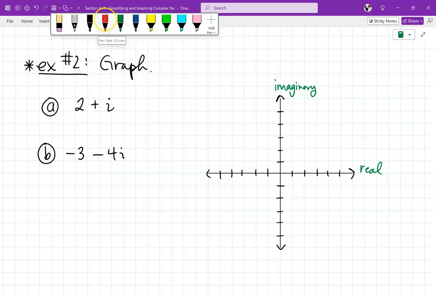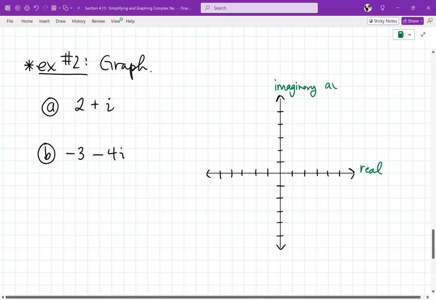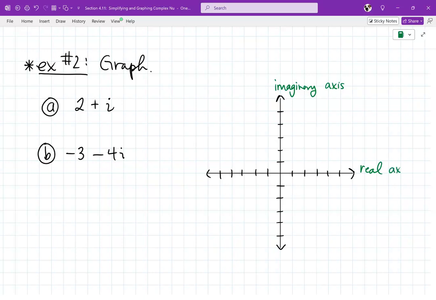All right, so one thing you guys should notice for example number 2, as I kind of mentioned off recording, is the axis, okay? So we have an imaginary axis. You don't normally write it, but I'm just going to write it for us right now. We have an imaginary axis and a real axis, okay? The real axis is basically your x-axis. The imaginary axis is your y-axis, okay? All you have to do to graph these things is change the complex number into a point. That's it.